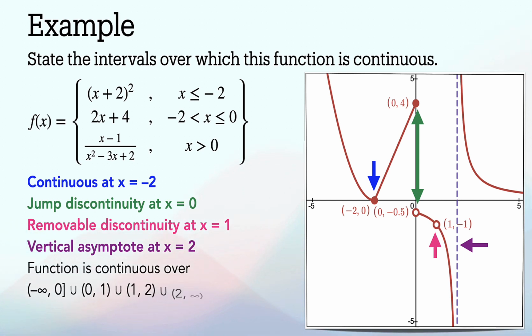So the function is continuous from -infinity to 0, then starting again just after 0 to 1, then from 1 to 2, not inclusive, and then from 2 to +infinity. So that's where the function is continuous.